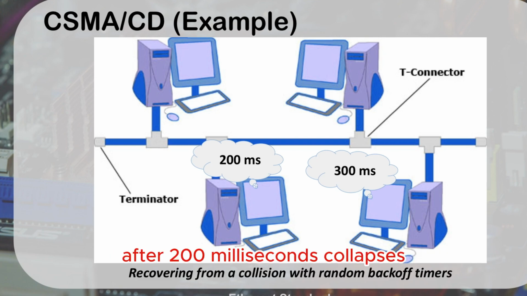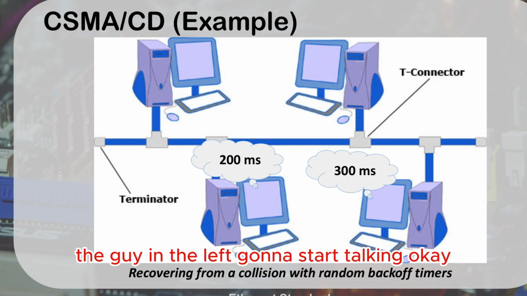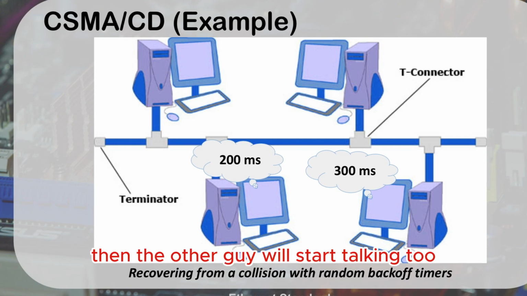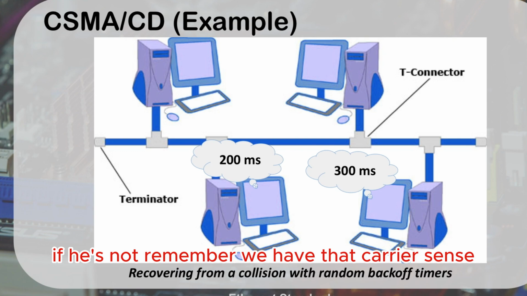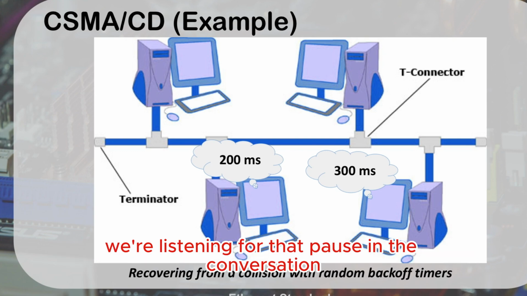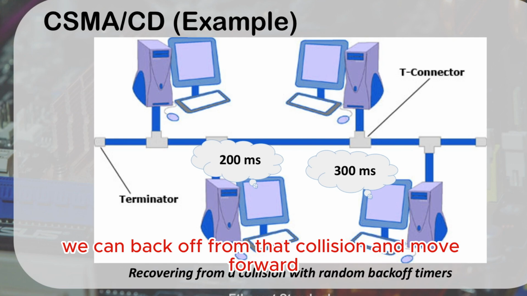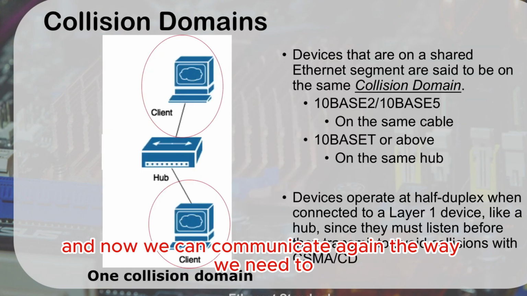After 200 milliseconds elapses, the guy on the left's going to start talking, okay? If he's done by 300 milliseconds, then the other guy will start talking too. If he's not, remember we had that carrier sense, we're listening for that pause in the conversation. If he doesn't hear that pause, he'll just pick another timer and wait, okay? And that way we can back off from that collision and move forward. And now we can communicate again the way we need to.